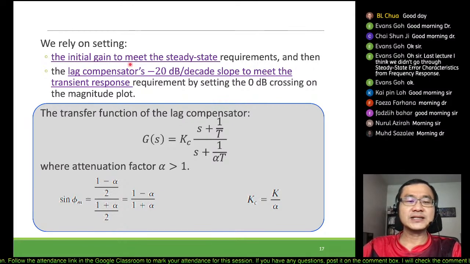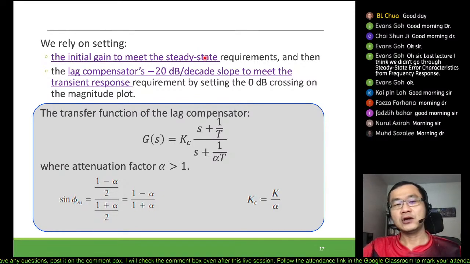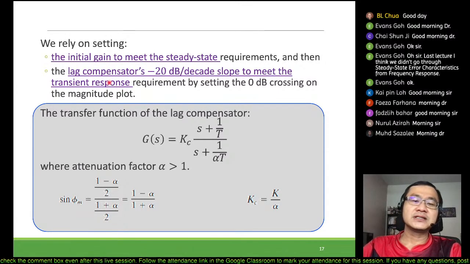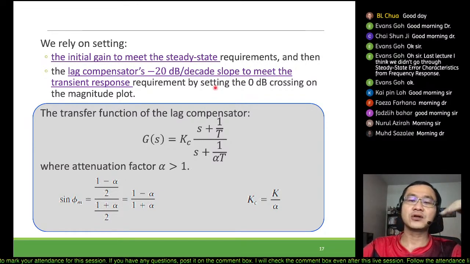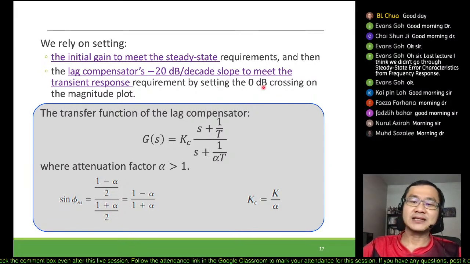So in doing the setting, we will rely on the initial gain to meet the steady state requirement by adjusting the starting value. And then, after we adjust the starting value, the lag compensator's minus 20 dB per decade slope will be used to meet the desired transient response, right? So that it would somehow cross the magnitude plot's frequency axis to get the 0 dB.